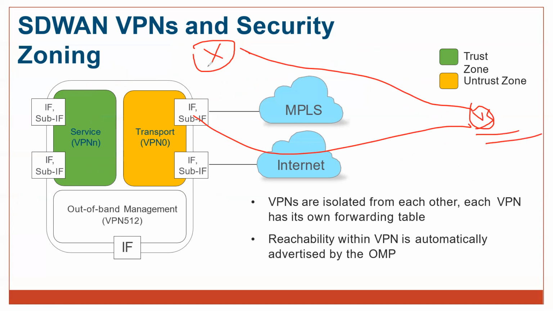They are learning their TLOCs with this vSmart. vSmart is working as a route reflector. vSmart is working as a key server. He has to do all this manipulation. Then they are forming the IPsec tunnel.